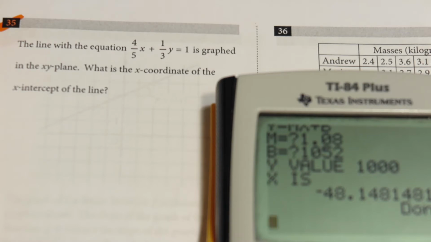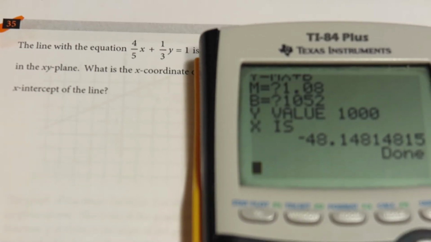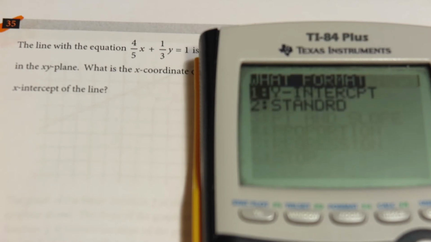What is the x-coordinate of the x-intercept? So we want to find the x-coordinate of the x-intercept, or the x value. All right, so let's use this again. We've been given an equation, so we choose that. In this case, it's in the standard form.